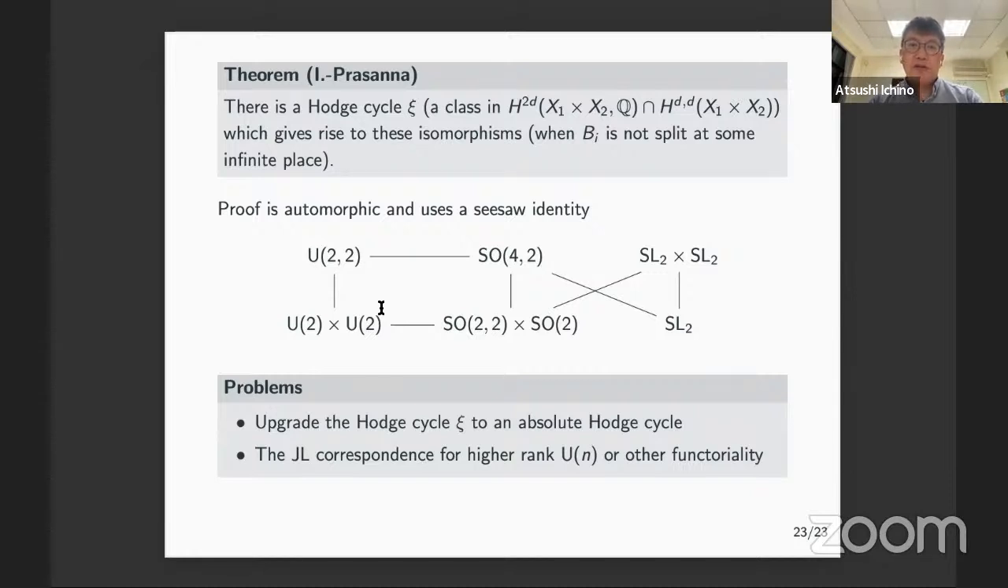Namely, a Hodge cycle means just a class in the rational cohomology of X1 cross X2, which is in the (d,d) component of the Hodge decomposition. And the proof is actually automorphic and uses a seesaw identity. So we have two representations, pi 1 and pi 2 of U2 cross U2. And we embed U2 cross U2 into a bigger group U2,2, and put some small representation on U2,2, and by using the restriction to U2 cross U2, we produce a Hodge cycle C. But the point is to prove the non-vanishing of the period of the small representation against this U2 cross U2 representation. And to prove the non-vanishing of this automorphic period, we use this seesaw identity.